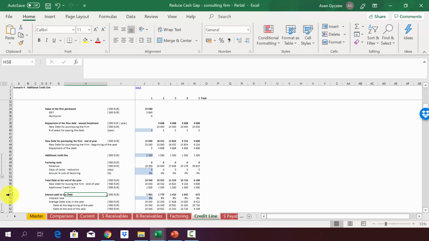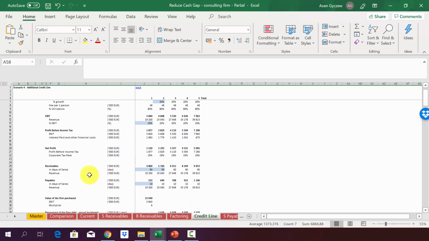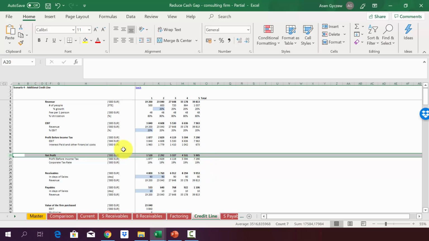This obviously means that the interest paid on the debt will go up, and the net profit will go down. So let's have a look at the net profit that we'll have in scenario number 4 with the credit line and compare it with the current one. In the current situation, for example, in year number 1, we would have 1.6 million of net profit, and with the credit line, it's 1.5. For year number 5, we would have 5.9 with the credit line, and without it, it's almost 6 million. So as you can see, you're losing some part of your profit because you have to pay additional interest on the additional credit line.